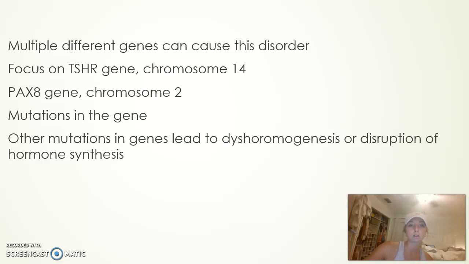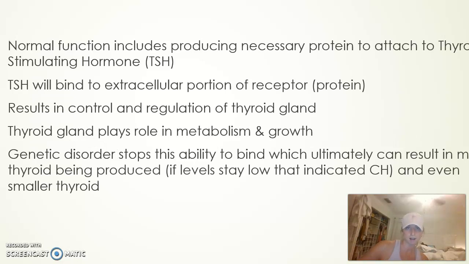Then there's also hormone synthesis disruption, with mutations in genes such as TSHB, which is on chromosome 1. Obviously that's just a lot of letters and numbers, but I thought it was cool how many different mutated genes could cause this disorder. But again, I chose to focus on the TSHR gene, which is what we're going to look at now.